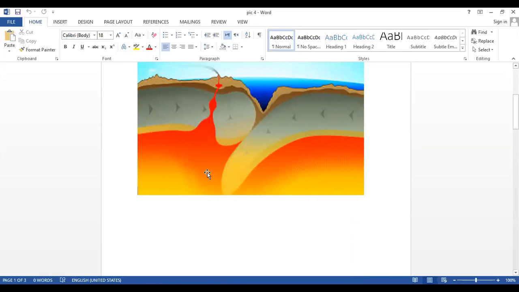This pressure helps in creating the volcanoes, and what else? It also helps in creating the earthquakes. When the earth moves, or when these layers move, what happens? Earthquakes. So I'm going to share a video with you now.